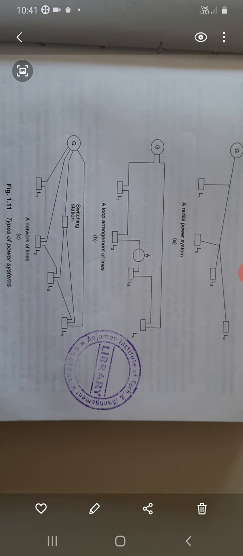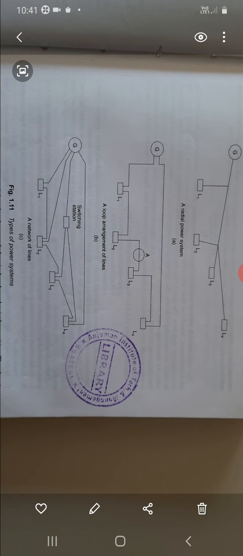Now the next part is the types of power system. In the types of power system, one is the radial power system, another is the loop arrangement of a line, and another is the network line. If you go for the radial power system, only one generator is there and a single line. The single line gives power to load 1, load 2, load 3, load 4. All the loads from 1 to 4 get power from only one generator.